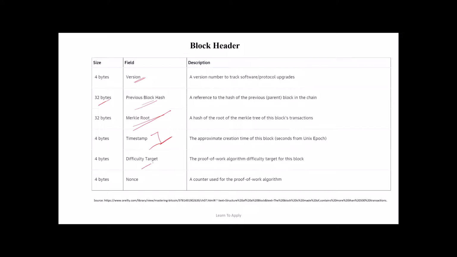Then this is the difficulty target. This is how difficult it is to mine a block. So this difficulty is represented by the difficulty target. This is related to the proof of work algorithm. There are other things related to it, like the bits, difficulty target, and target hash. We will see how they are related to each other, and we will have a dedicated video for this as well. Then we have nonce. This is a number used only once.